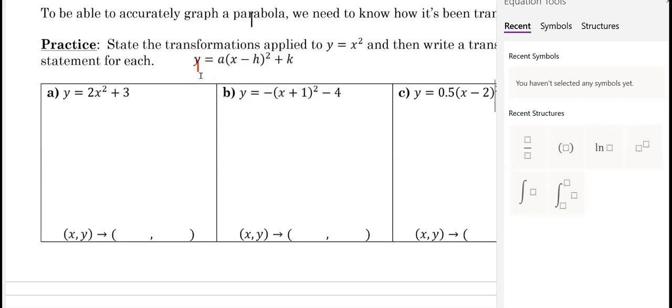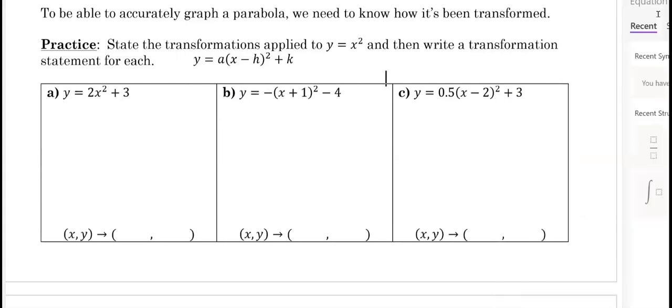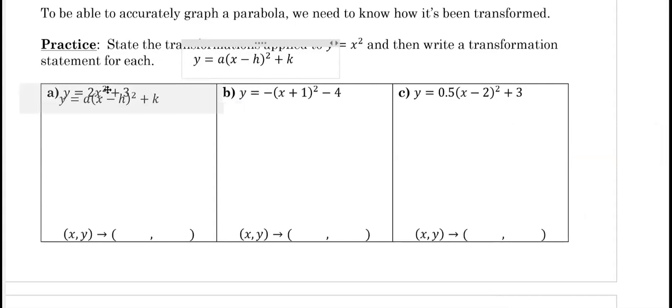Okay, there we go. So you can clearly see that. In comparing, you take a look at each one of these equations and you try to match up what you see with the algebra and then identify the a, h, and k. And then you use that information to come up with your transformation statements just like we did before.